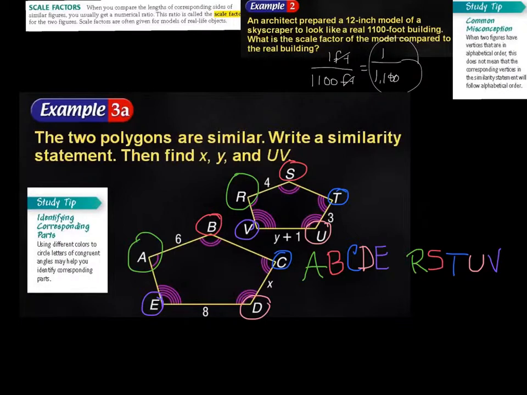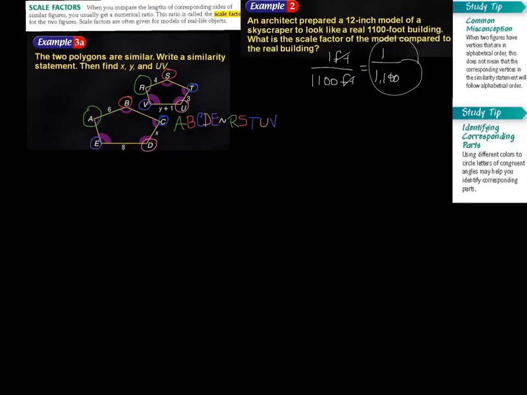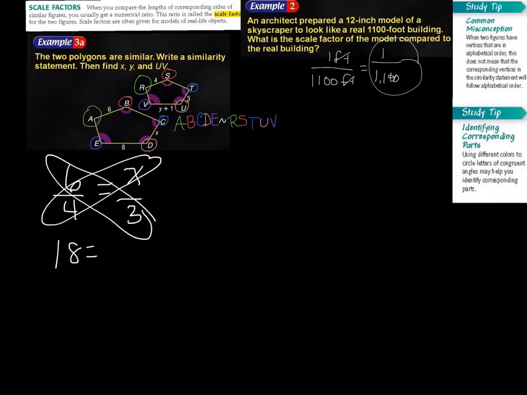So our similarity statement looks like ABCD is similar to RSTUV. Going from big to smaller, left to right, AB is 6, corresponds to RS, which is 4, and that's proportional. So I can go x is to 3, and then we could do cross products. So 18 equals 4x. So x is 9/2 if we reduce the fraction.